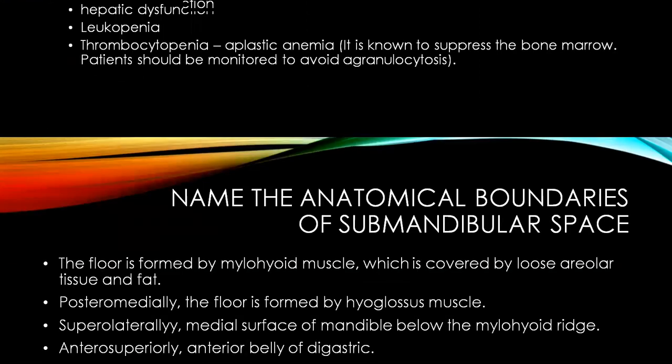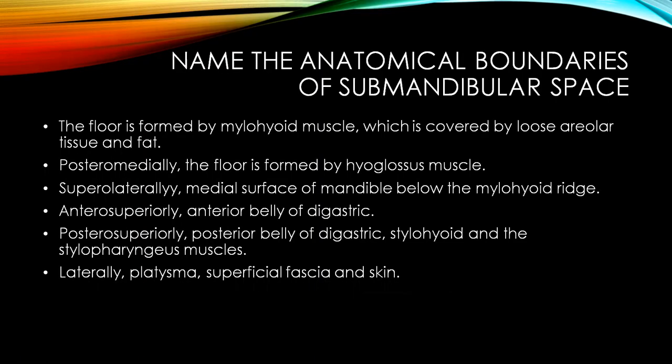Name the anatomical boundaries of the submandibular space. The floor is formed by mylohyoid muscle, which is covered by loose areolar tissue and fat. Posteromedially, the floor is formed by hyoglossus muscle. Superolaterally, the medial surface of the mandible below the mylohyoid ridge. Anterosuperiorly, you'll see the anterior belly of digastric. Posterosuperiorly, you'll see the posterior belly of digastric. There's also the styloid and stylopharyngeus muscle. Laterally, there is platysma, superficial fascia, and the skin.